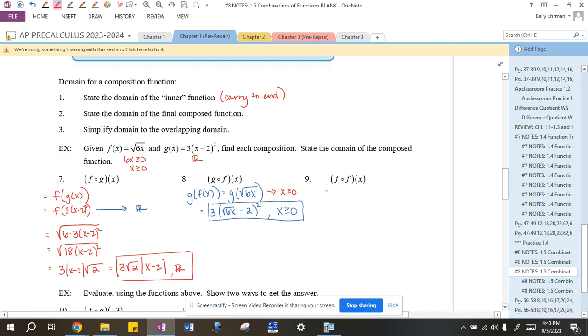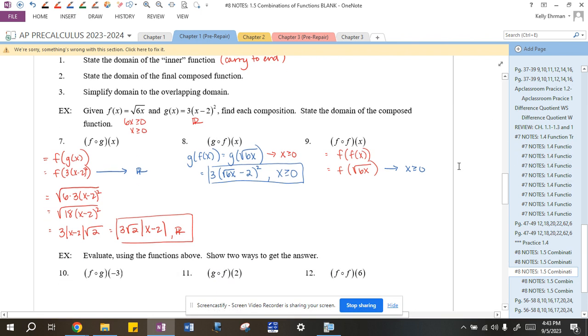And our third scenario here is, what about f composed with f? So you can compose a function with itself. That means f of the square root of 6x. So again, domain restriction of x greater than or equal to 0 should make it to my final answer. All right, and then that means the square root of 6 times the square root of 6x, right? Because we're putting in square root of 6x in for this x right here. Okay, so what does that mean?